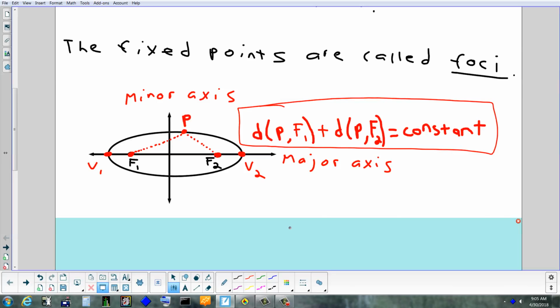Okay, and some of the other things in this diagram, we'll come back and look at them as I define them. But for now, you should know what F1, F2, P, and what's in that box. Okay, you should have all that written down.